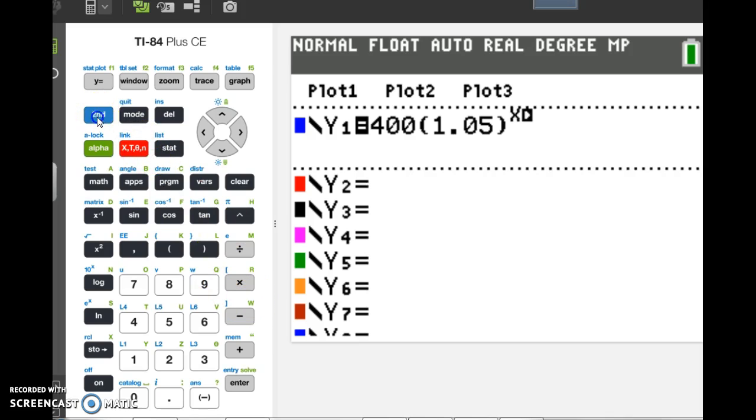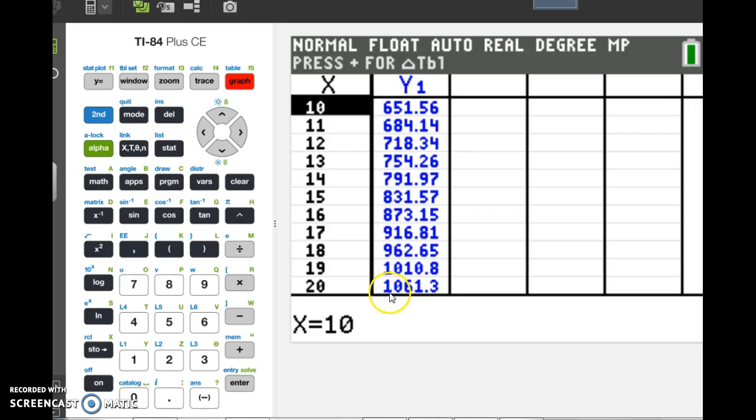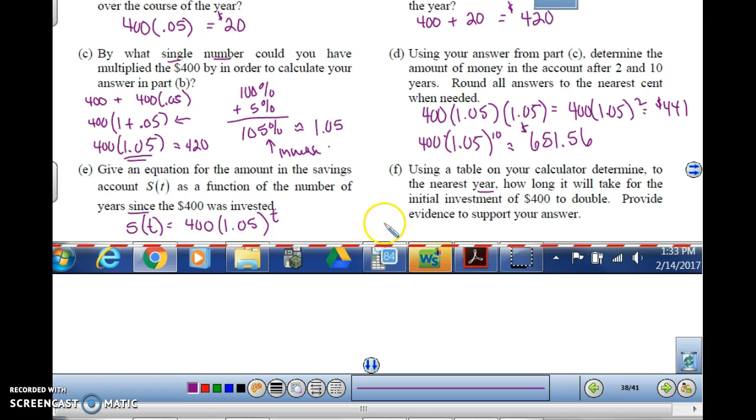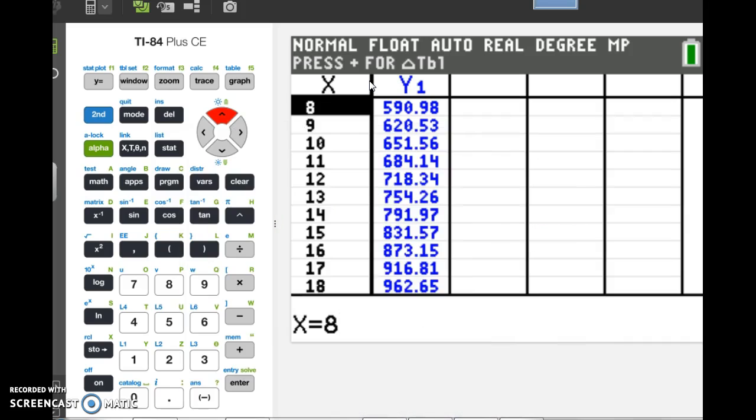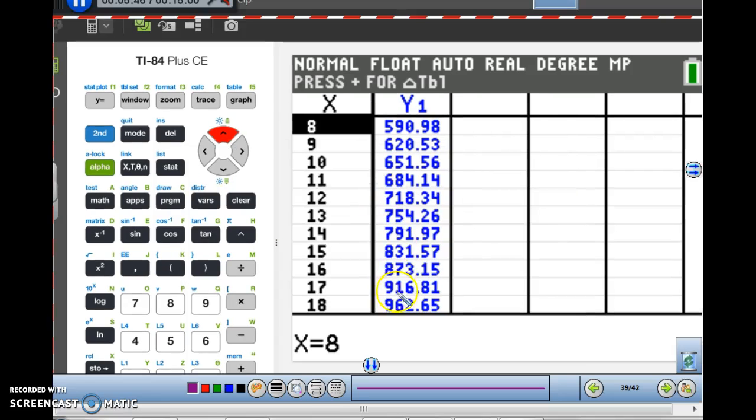All right, then I want to go to my table. I want to see how long it's going to take for the investment to double. Okay, so what number am I looking for in the y column? I'm looking for $800. All right, so if I look here for my values, where does it hit $800?